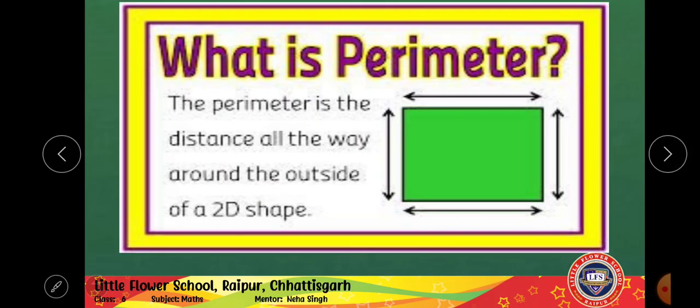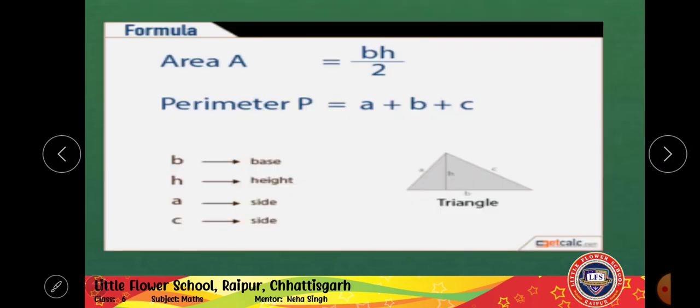In this chapter, first we'll be studying about the perimeter. What do you mean by perimeter? Perimeter means, in other sense, we can say the boundary, right? Perimeter means the distance around the 2D shapes. This overall will be called perimeter.